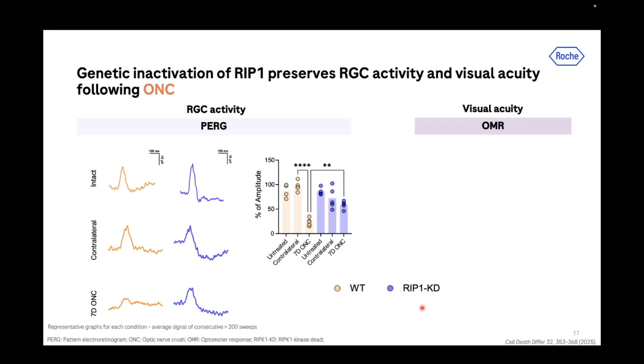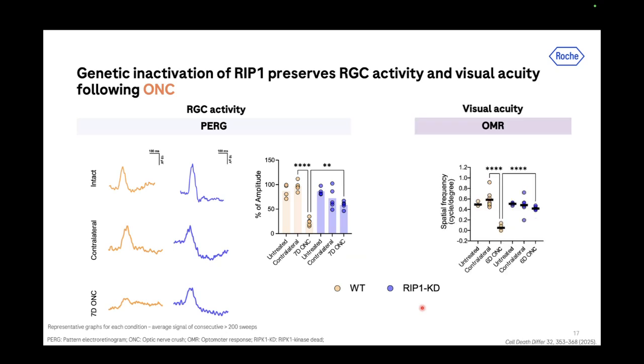And using the optomotor response test, wild type mice show a significant drop in OMR performance after optic nerve crush. However, RIP1 kinase-mediated mice maintain OMR scores that were close to the control level, including the untreated contralateral eyes. So together, the data shows that RIP1 inactivation mitigates optic nerve crush induced visual dysfunction, and the RGCs also remain functionally responsive and behaviorally relevant even after mechanical injury.